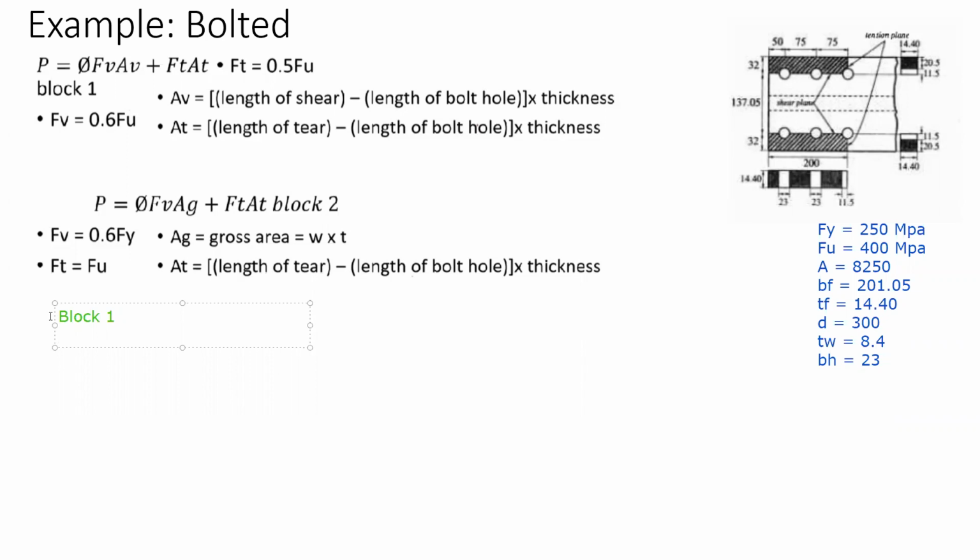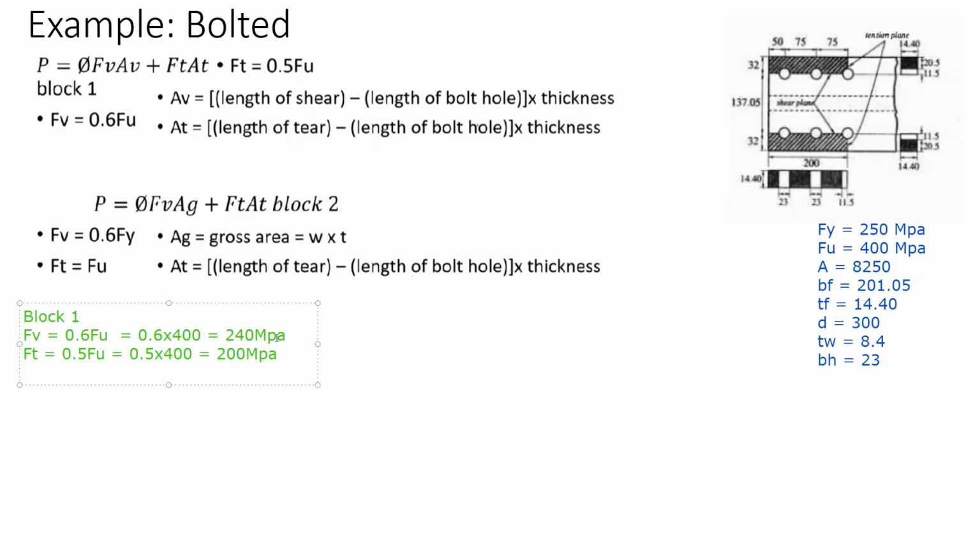So, pag block 1 yung gamit natin, Fv is 0.6 Fu. Therefore, this would be 0.6 times 400, and this is equal to 240 megapascal. And then, for block 1 also, our Ft is equal to 0.5 Fu. So this is 0.5 times 400, and that is 200 megapascal.